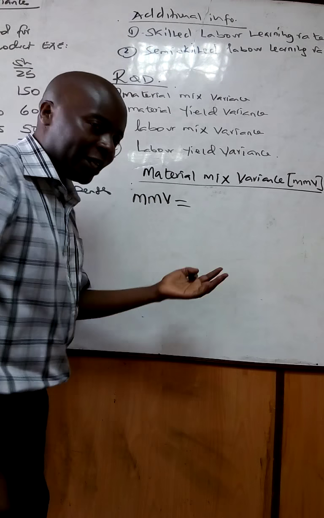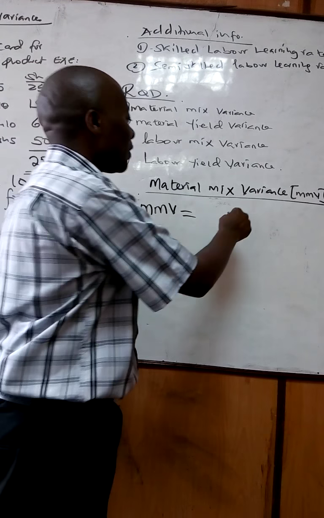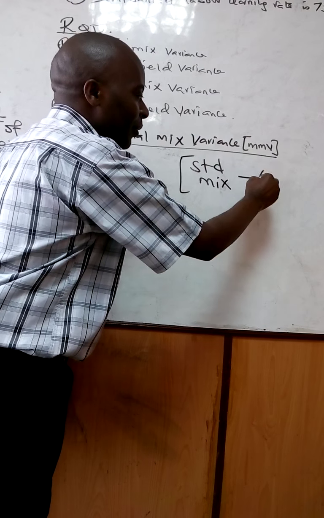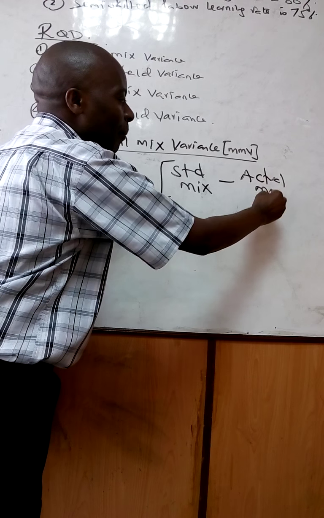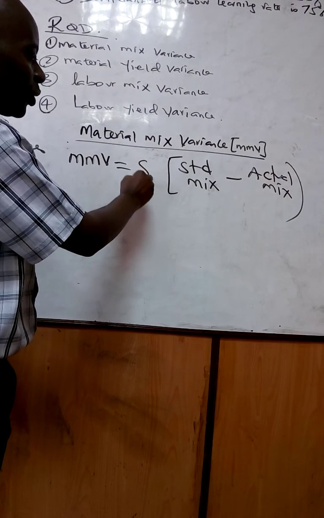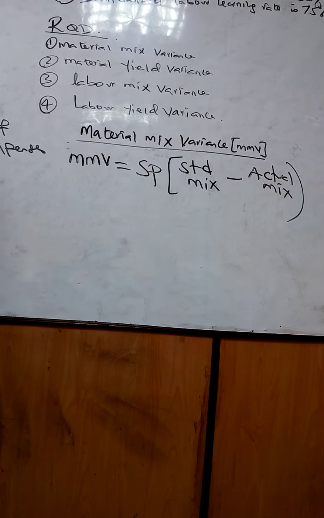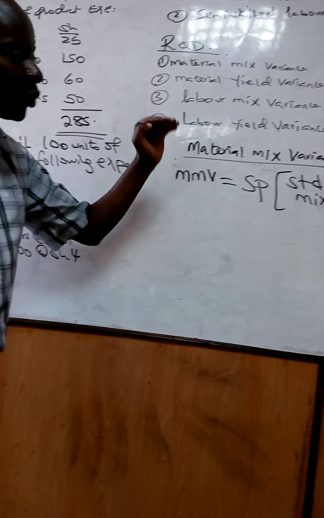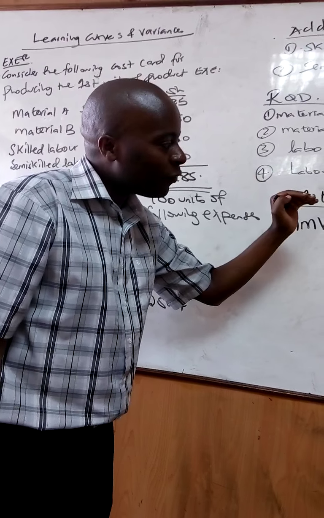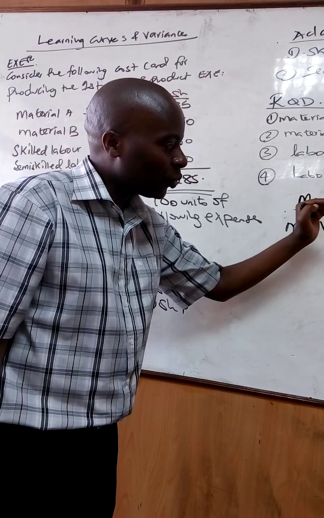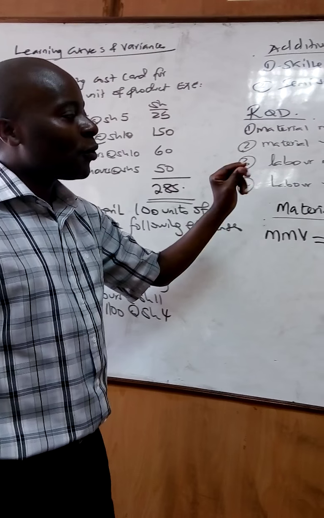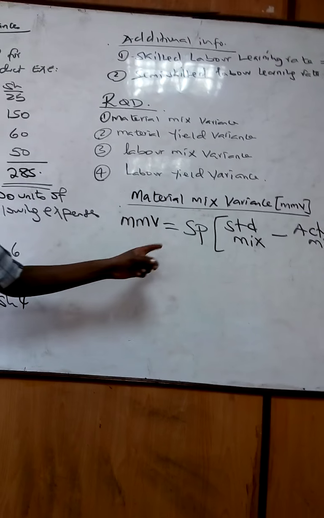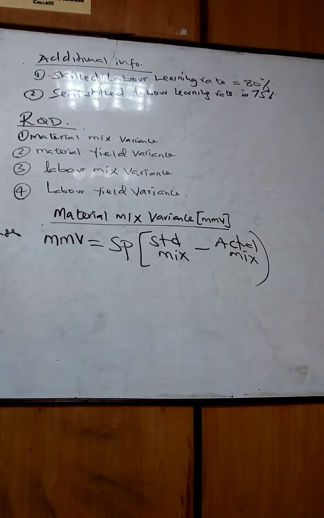Remember, a variance is a difference. Here we are talking about the difference between the standard mix and the actual mix, and then outside we have what we call the standard price. So material mix variance is the difference between the standard mix, how we thought we should have mixed these materials, the ratio that we thought we should have used, and of course the actual ratios that we used. To change this to money, we multiply outside by the standard price.